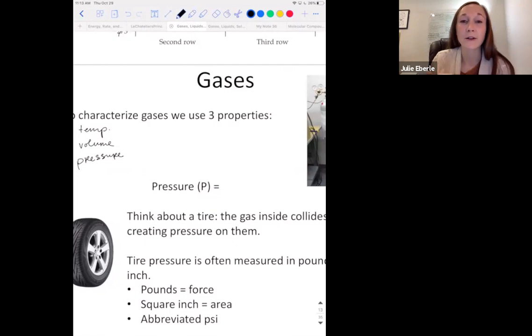Allison, that's the unit, pounds per square inch, PSI. We're going to talk about that. What creates pressure on the tire and keeps it inflated? I know you've wondered this so many days of your life.